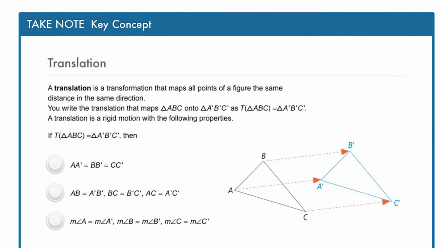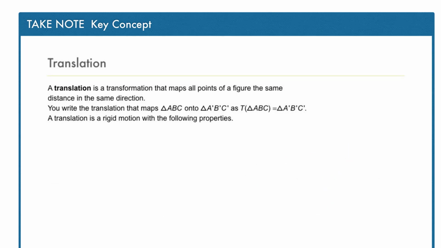Take note, key concept, translation. A translation is a transformation that maps all points of a figure the same distance in the same direction. You write the translation that maps triangle ABC onto triangle A prime, B prime, C prime as T of triangle ABC equals triangle A prime, B prime, C prime. A translation is a rigid motion with the following properties.